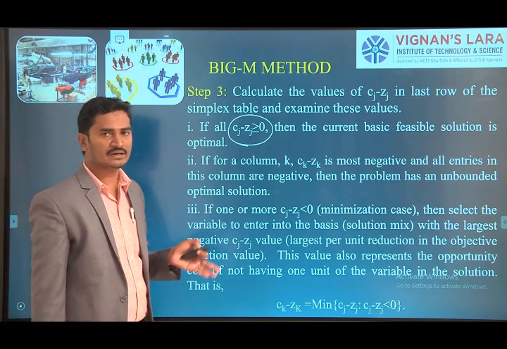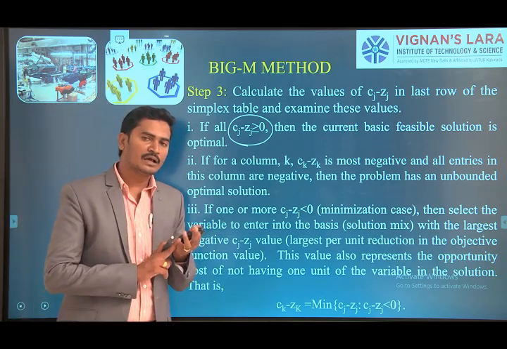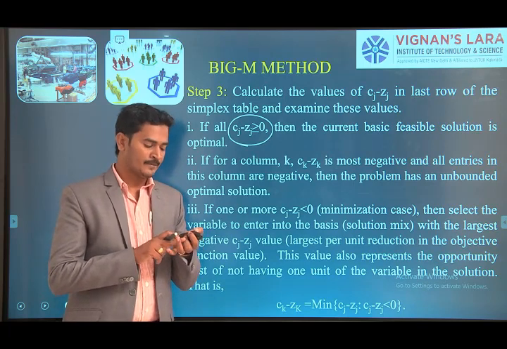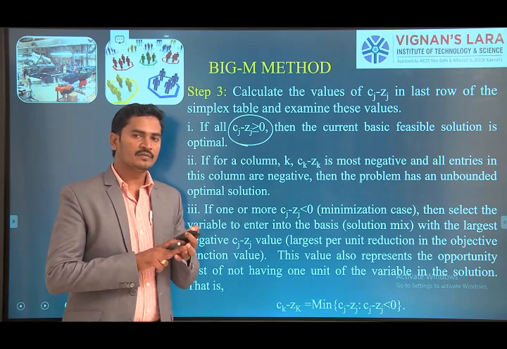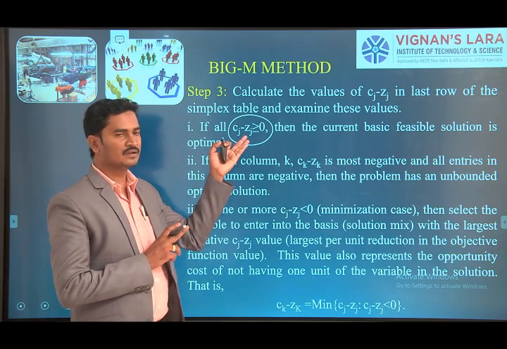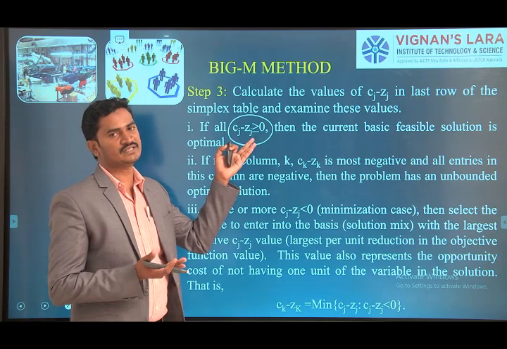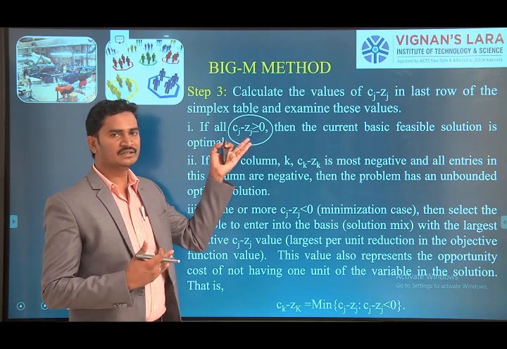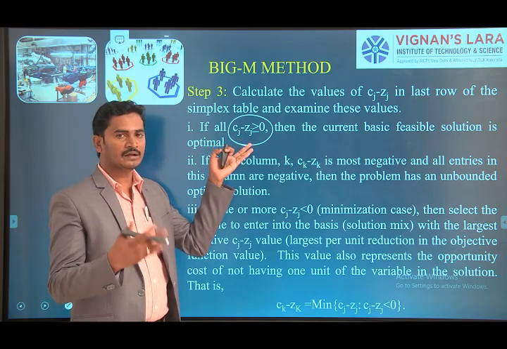How do we do the iteration? Like simplex. Again we calculate the key column, the key row, and the key element. Based on that, we find the new basic feasible solutions, continuing the iteration until Cj minus Zj is greater than or equal to 0.